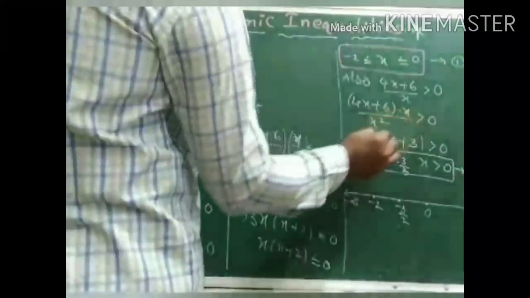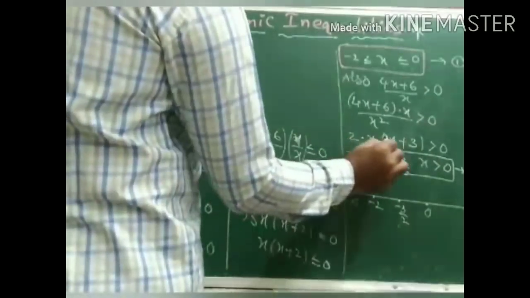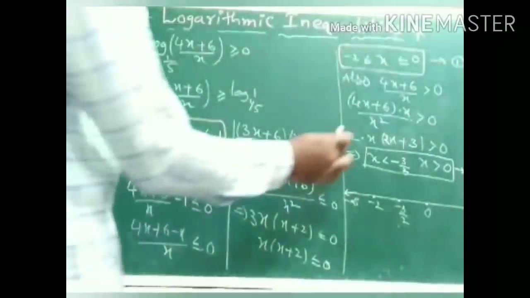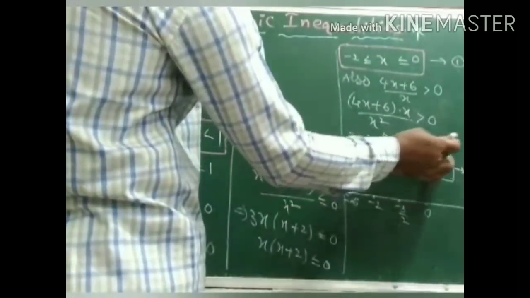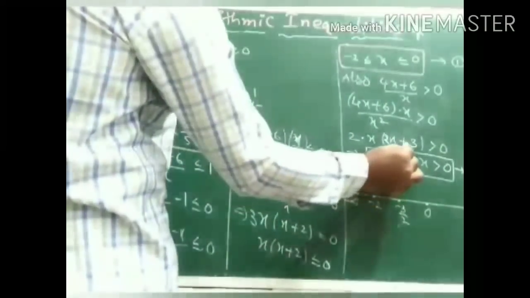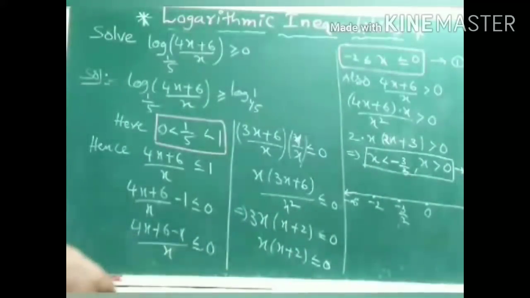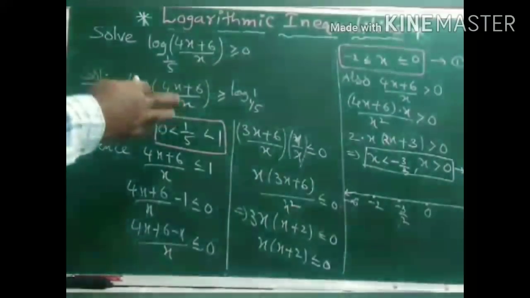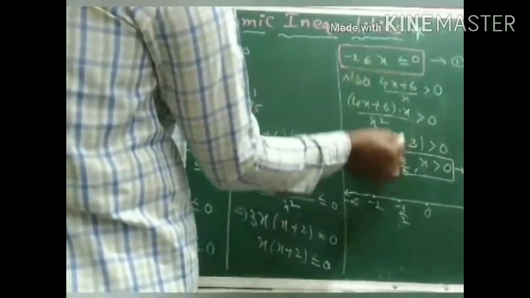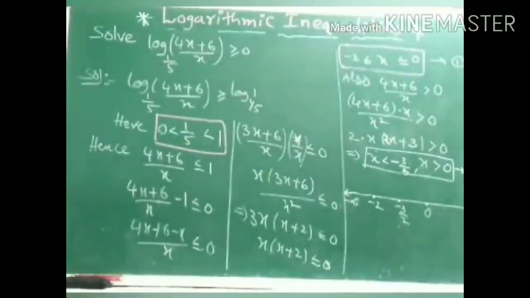And then x into, from this 4x plus 6, let me take 2 common, that is 2 into 2x plus 3, which is equal to 4x plus 6. Now x into 2x plus 3 greater than 0, hence according to the inequalities, x less than minus 3 by 2 and x greater than 0. Okay, now the required solution will be the common solution, the intersection of first one and second one.